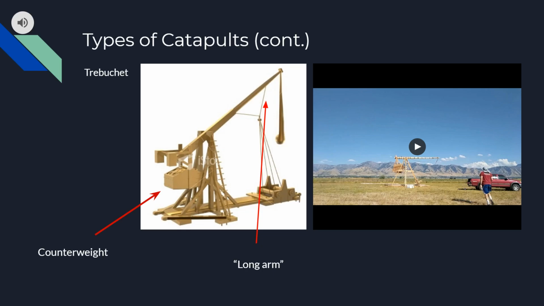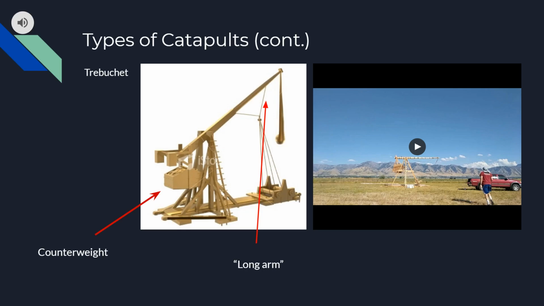So a counterweight filled with sand or anything heavy is brought up as the long arm is being pulled down by the rope. The long arm has a sling with projectile inside it. The rope is released or cut, the counterweight falls to the ground due to the force of gravity, and the arm shoots up, releasing the string.